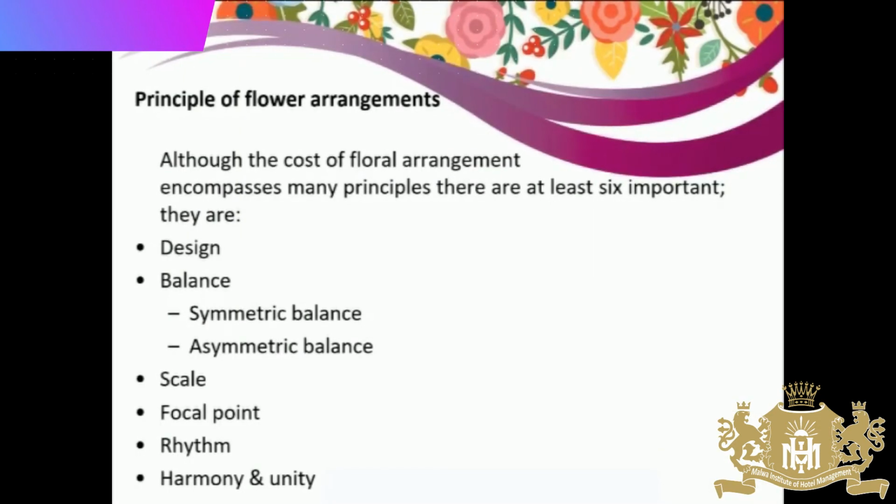There are certain names of the flowers and foliages used in the various flower arrangements. Those are orchids, canna, iris, baby's breath, dahlias, cymbidium orchids, lily, cosmos, hydrangea. There are certain principles of flower arrangement as well. Although floral arrangement encompasses many principles, 6 are important. They are the design, the balance, symmetric or asymmetric, scale, focal point, rhythm, and harmony and unity. Let's discuss this in a bit more detail.